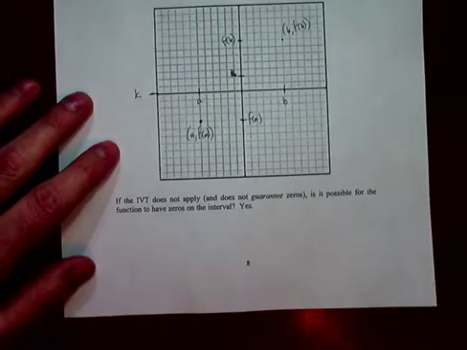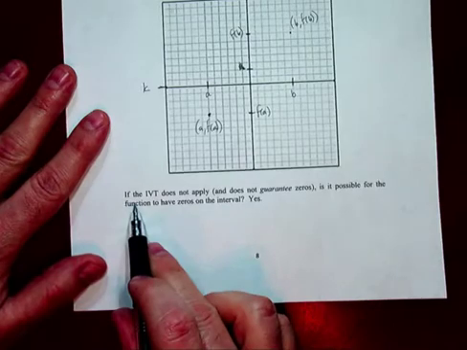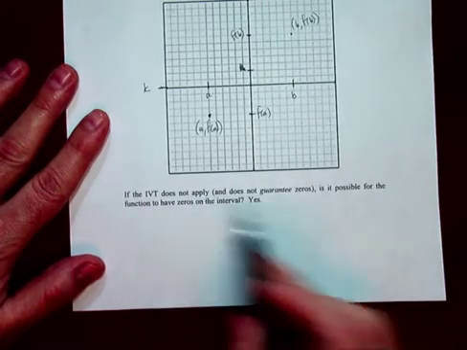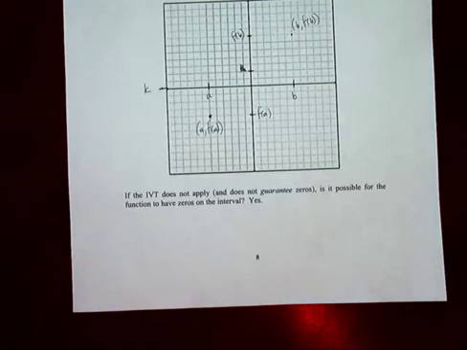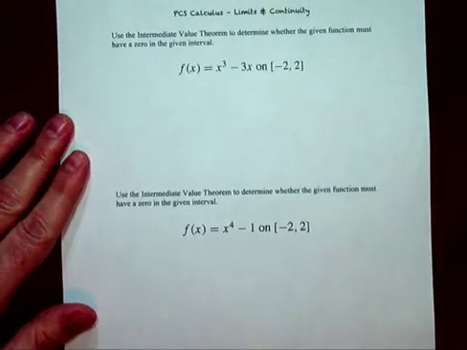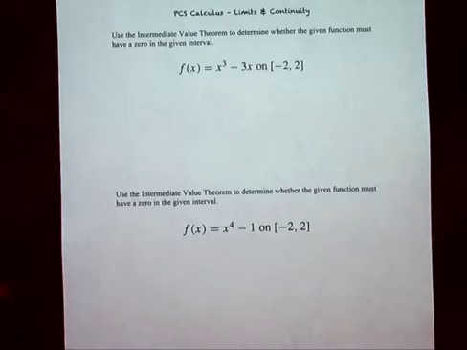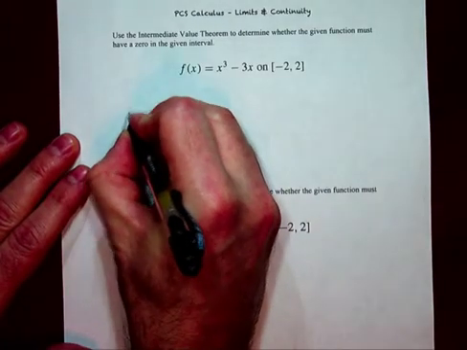Now, the last question that we need to ask ourselves is, if the IVT does not apply, and therefore does not guarantee zeros, is it still possible for the function to have zeros on the interval? And the answer is yes, okay? Basically, it's saying, given these certain circumstances, if these certain criteria are met, then such and such must exist. And that's kind of what we're going for. So if we're using IVT, it says use the intermediate value theorem to determine whether the given function must have a 0 on the given interval.